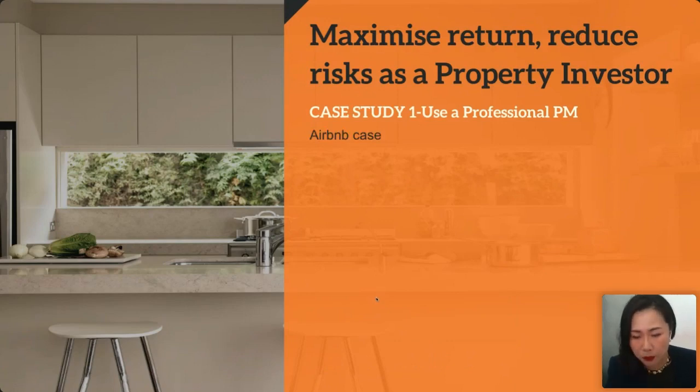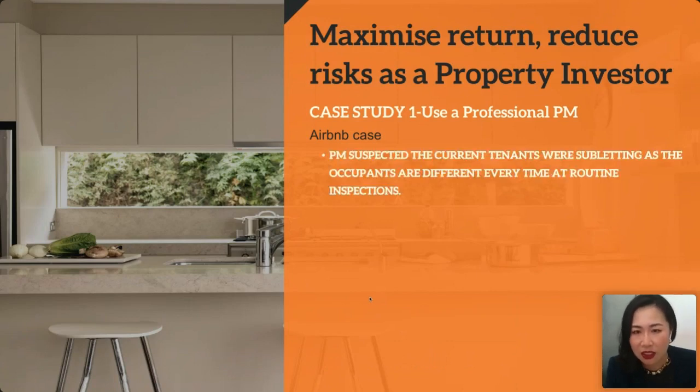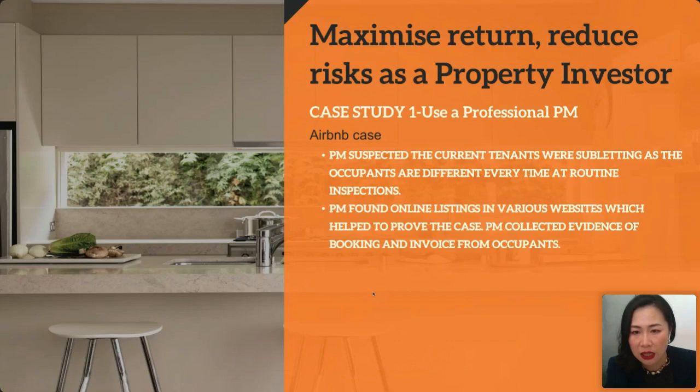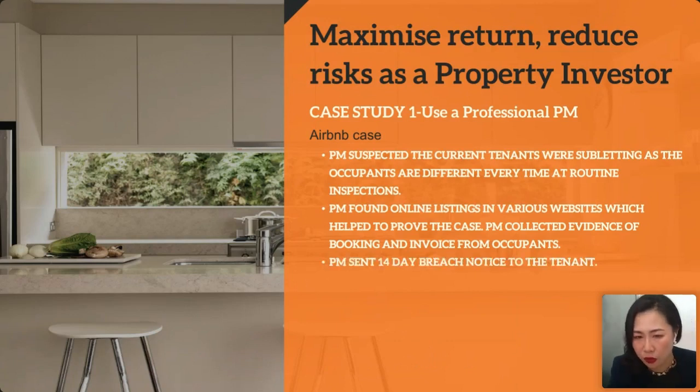We discovered one of our properties was used as an Airbnb. This is when Airbnb was still a thing, obviously not this year. We came across a different contact person every time we tried to access for inspections. Then we found online listings, not even on Airbnb but from other portals, to prove that they had been renting out the property on a short-term basis and making a profit. We sent a 14-day notice.